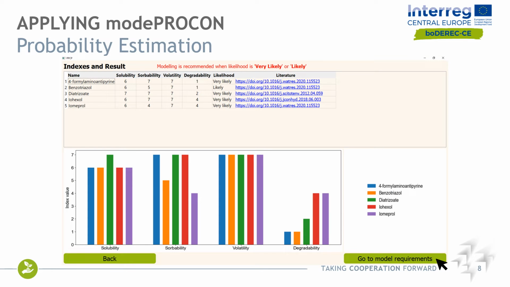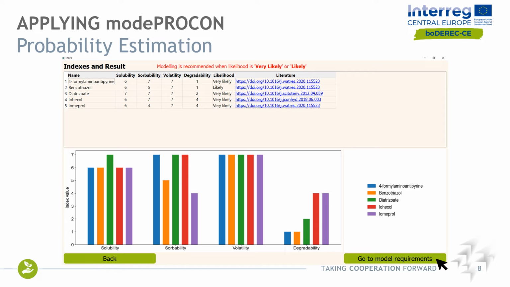As a result, you can see for all the selected PPCPs the compound-specific generated indices for solubility, sorbability, volatility, and degradability. These values are also displayed in the figure below the table for each selected PPCP. In addition, you find for each PPCP a link for a study dealing with the particular PPCP in the groundwater. The modePROCON algorithm gives also the likelihood of a certain PPCP to be found in the groundwater.